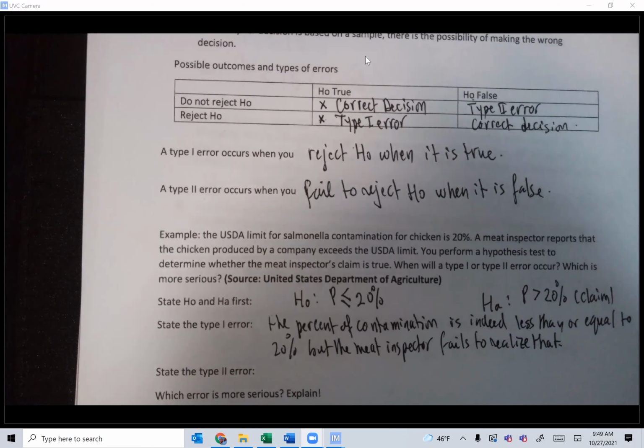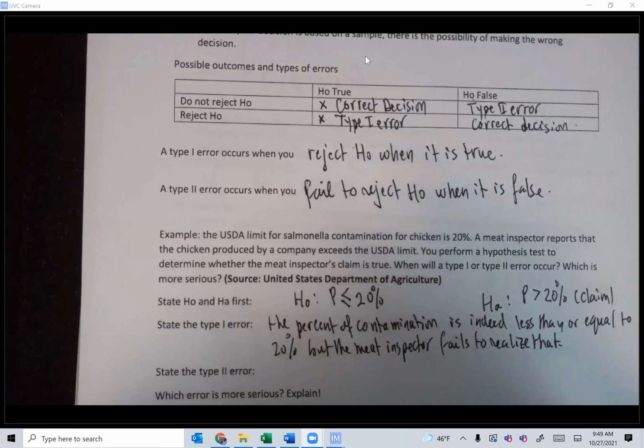Can someone share an insight with me? What happened to the meat that is on the shelves there? They will have to take it off the shelves. They can't sell it. And that's a loss for the company because of the mistake of the meat inspector. Does this happen? It does happen.